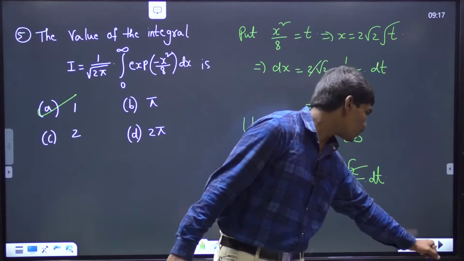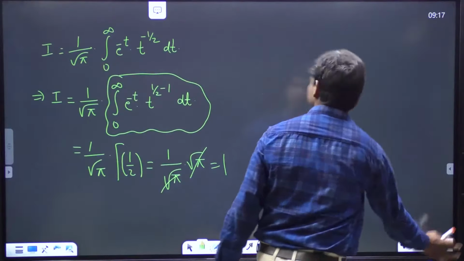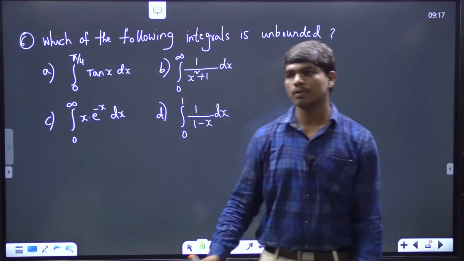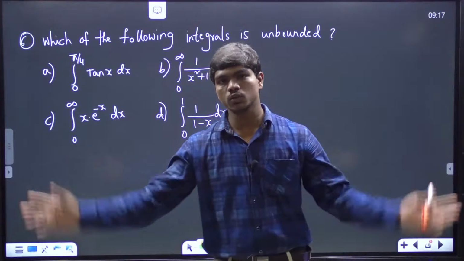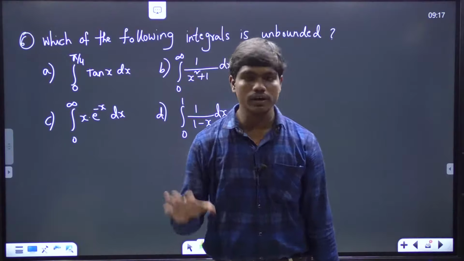Okay, fine. See here. This is the next question that we are going to move to. Which of the following integrals is unbounded? Unbounded means basically it's not finite. Bounded means it should have some finite value. Unbounded means it's going to infinity. It can be plus or minus, doesn't matter. So which of these following integrals is unbounded?